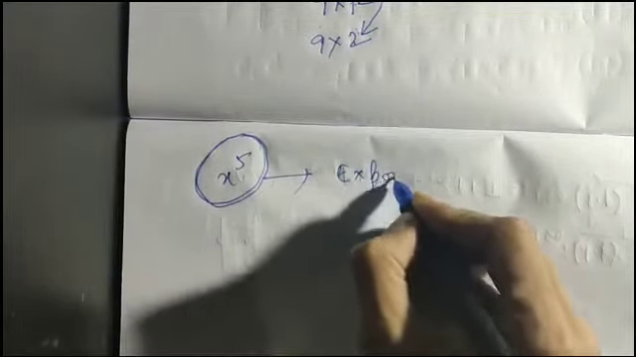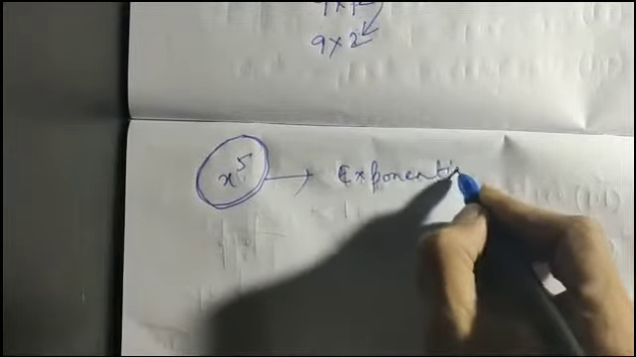Now see, any term given in this form, say x power 5, this form of terms is called what? It is called exponential form. Okay, if a term is in this form, it is called exponential form.